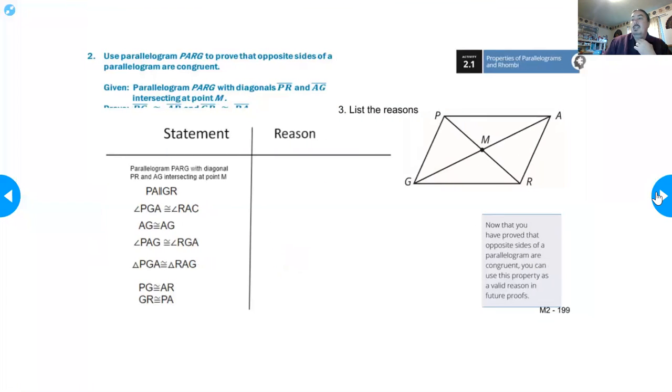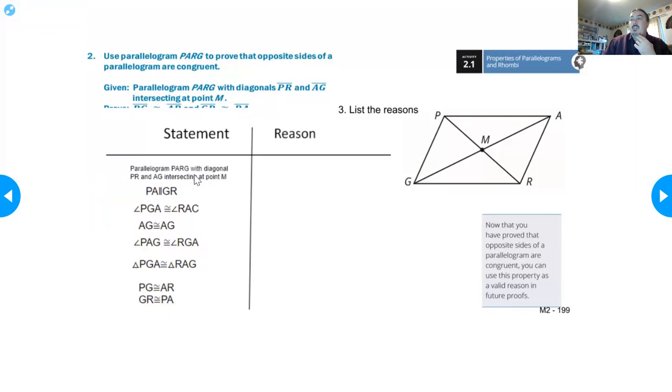Step 3 is list your reasons. Right? So here are all the parts that we're going to list. I can't talk about alternate interior angles unless I talk about parallelogram lines. So make sure you list that part if you're going to use parallel lines or alternate interior angles in your proof. Make sure that's listed, right?